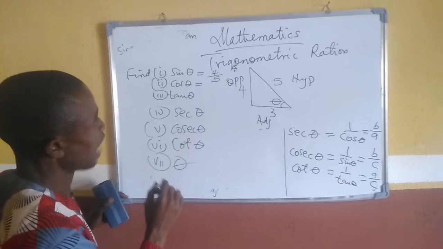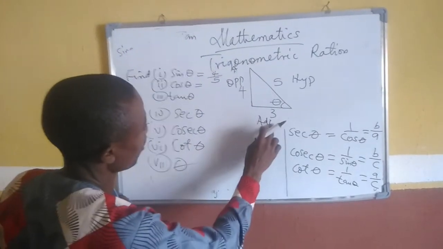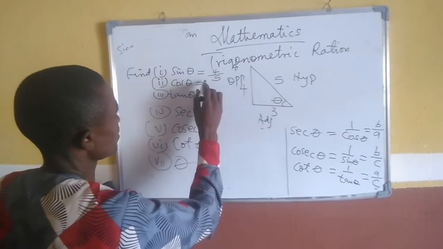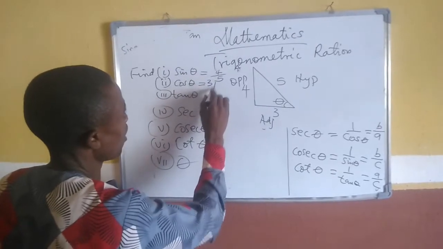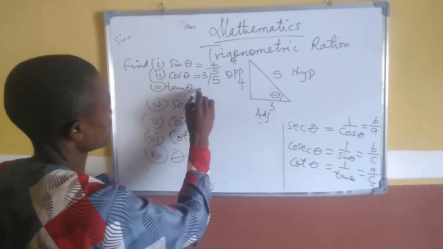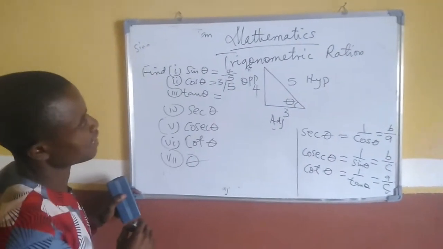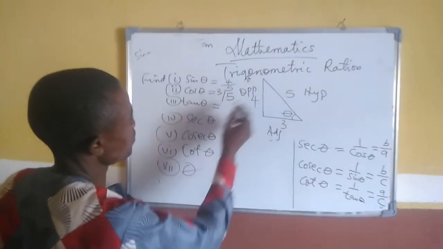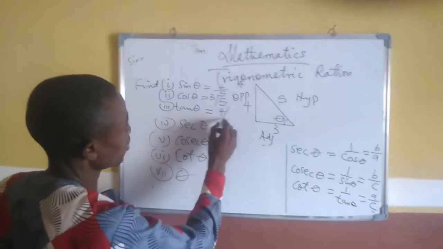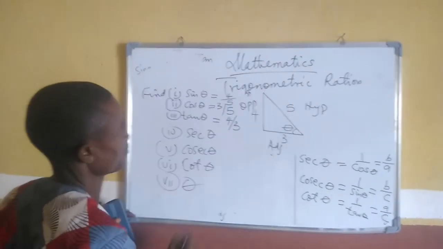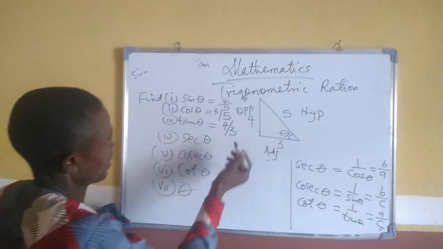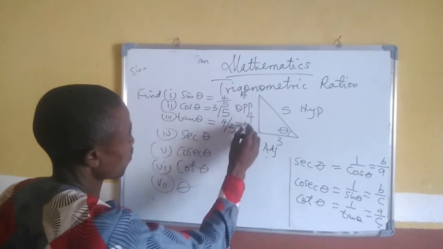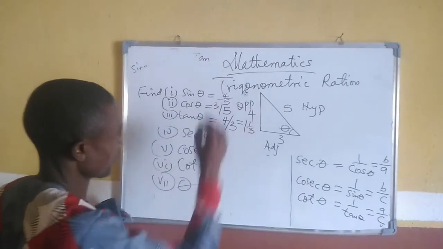Adjacent all over hypotenuse. So our cos is going to be 3 all over 5. What will be our tan? Opposite all over adjacent. What's our opposite? 4 all over 3. You can, if you like, reduce it to 1 and 1 over 3.